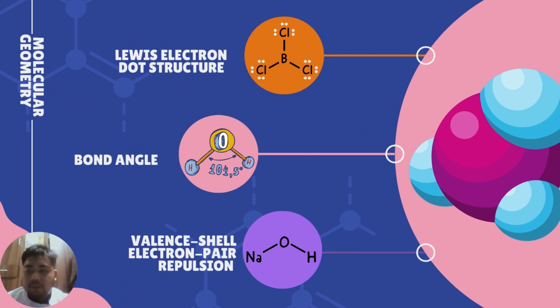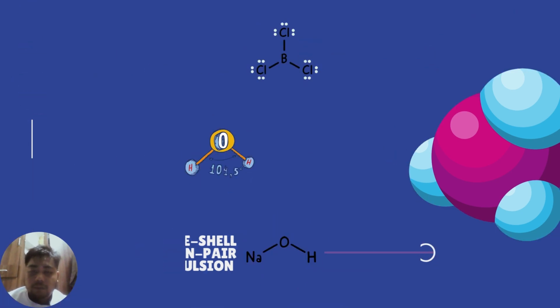Molecular geometry, also known as the molecular structure, is the three-dimensional structure or arrangement of atoms in a molecule. But before we tackle this topic, we should recall these three important subtopics when making molecular structure, which are Lewis electron dot structure, bond angles, and valence shell electron pair repulsion.